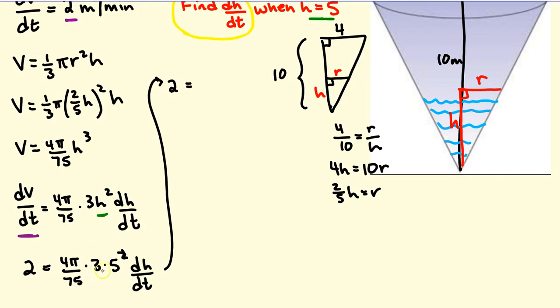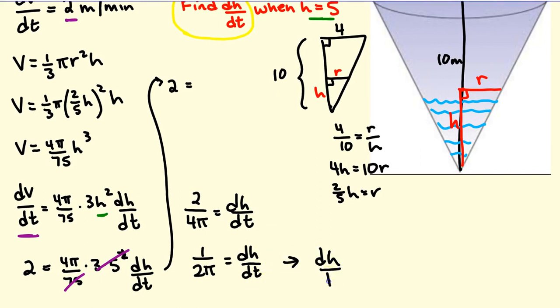Okay, so we have 75 here, we have 75 here. Cancel those. Now we're going to divide both sides by 4 pi. So we end up with dh/dt is 2 over 4 pi, reduce, and it's 1 over 2 pi. That is a positive, and the water level is going up, so that's appropriate. And then what about the units? So h is in meters, time is in minutes, so the units would be meters per minute. dh/dt is 1 over 2 pi meters per minute.